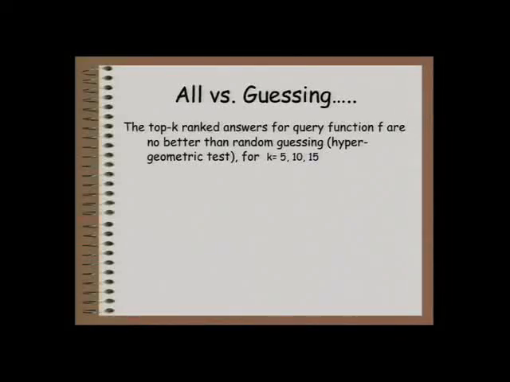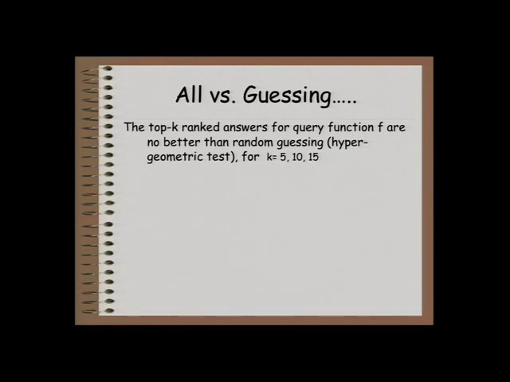The first null hypothesis is that the top k ranked for query function is no better than random guessing. When you say random guessing, you have to have some kind of combinatorial model of what a random guess is. It's a very simple model. You have your whole set of answers, and some of them are right, and you want to see how many of them you would get if you were guessing at random.